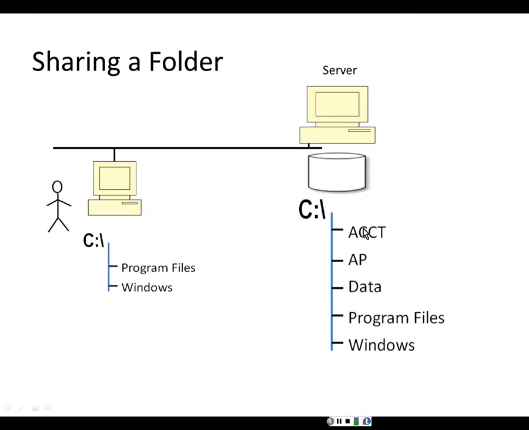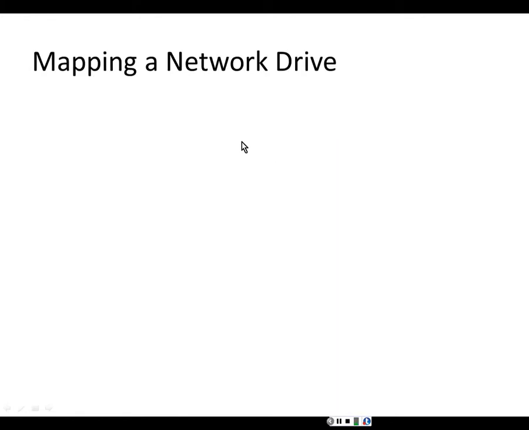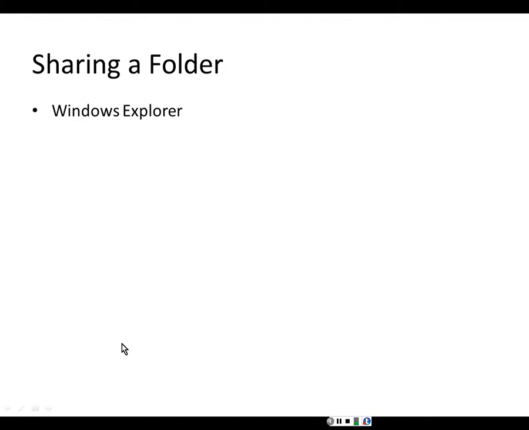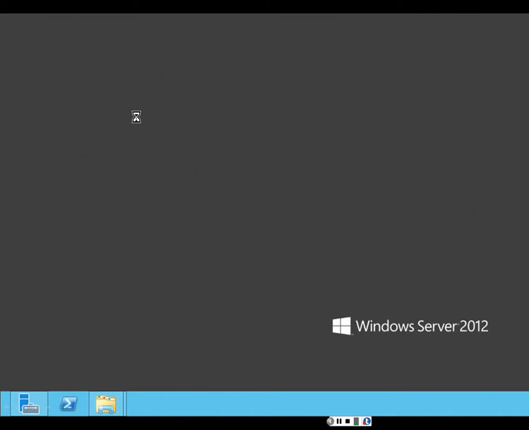After you share a folder, then the user connects to that shared folder, and that is called mapping a network drive. Mapping a network drive is where a user makes a connection to a shared folder on the server, and the connection is assigned a drive letter. So let's go to the server and share a folder using the Windows Explorer.